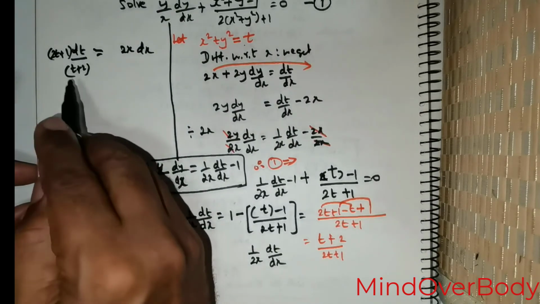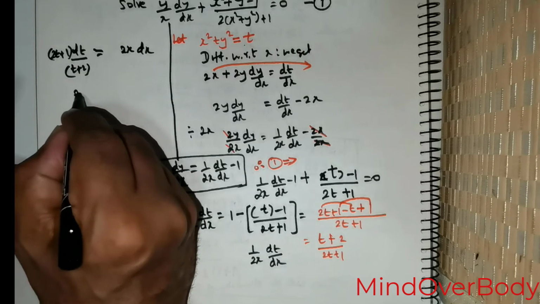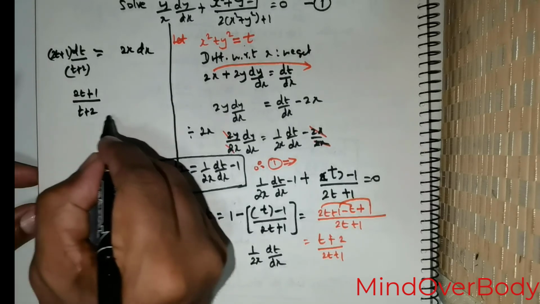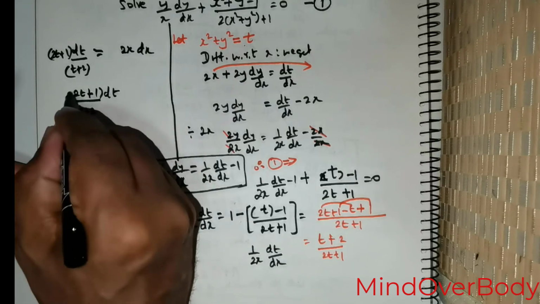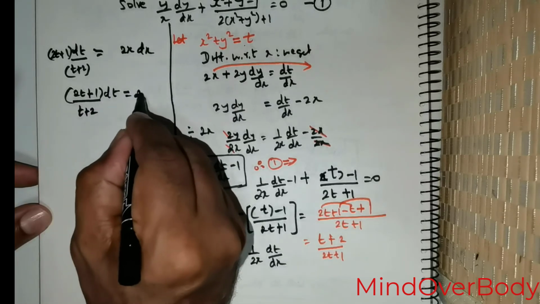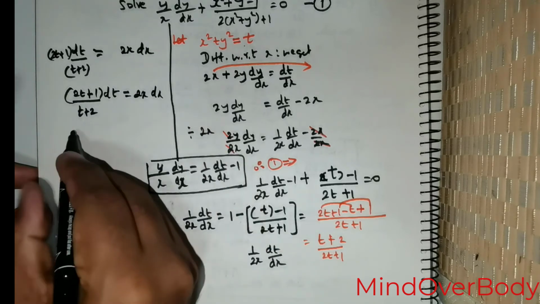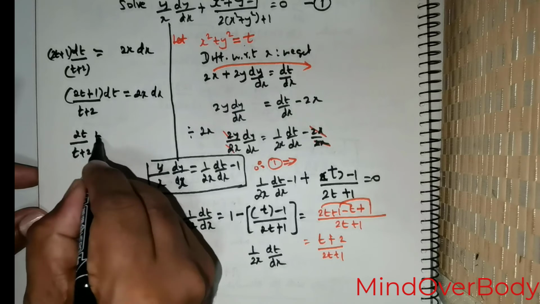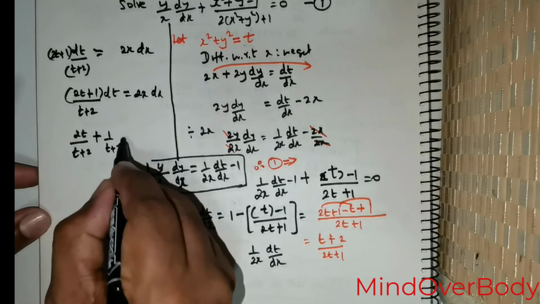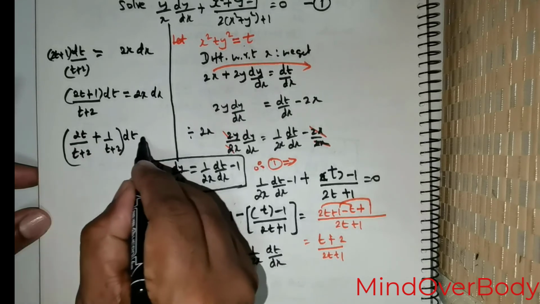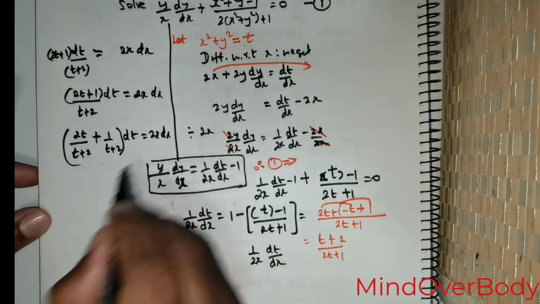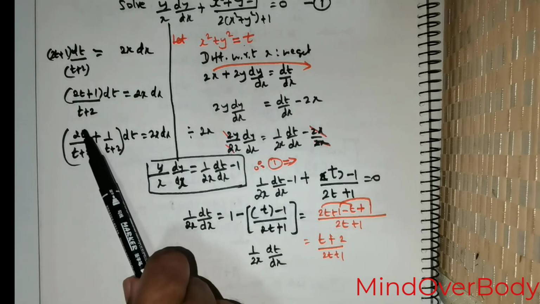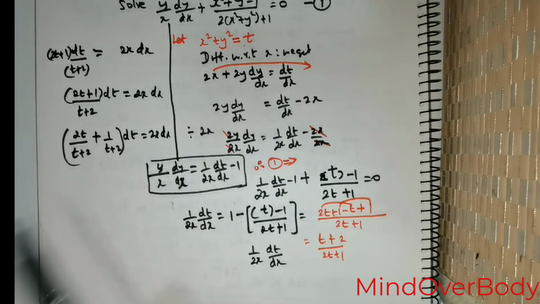Now rewriting, let me rewrite this. So that I get (2t + 1)/(t + 2) times dt is equal to 2x dx. I can rewrite this as (2t/(t + 2) + 1/(t + 2)) dt. This is equal to 2x dx. Now clearly you can see the degree of the numerator is same as the degree of the denominator, right?